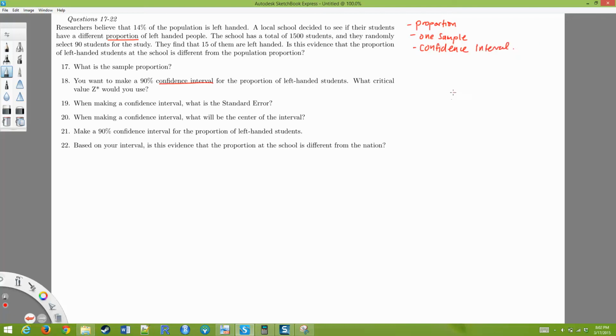All right, so let's look at what we have for our numbers. What is our sample size n? 90, okay? And how many are left-handed? X is 15, okay? So number 17 asks, what is our sample proportion? That is p hat, and that's going to be 15 over 90. I have 0.1667.